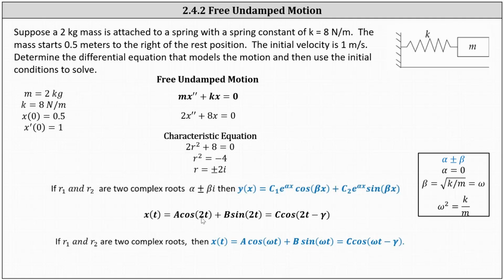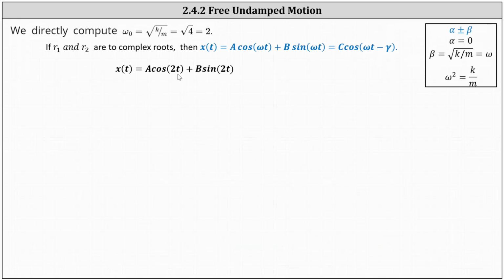equals a cosine 2t plus b sine 2t, which we can also express as c times cosine of the quantity 2t minus gamma. Or again, if we use the definition using omega, just remember omega is the square root of k divided by m, which is the same as beta, giving us the same general solution. And now we'll use the general solution expressed as a sum to determine a and b using the initial conditions.